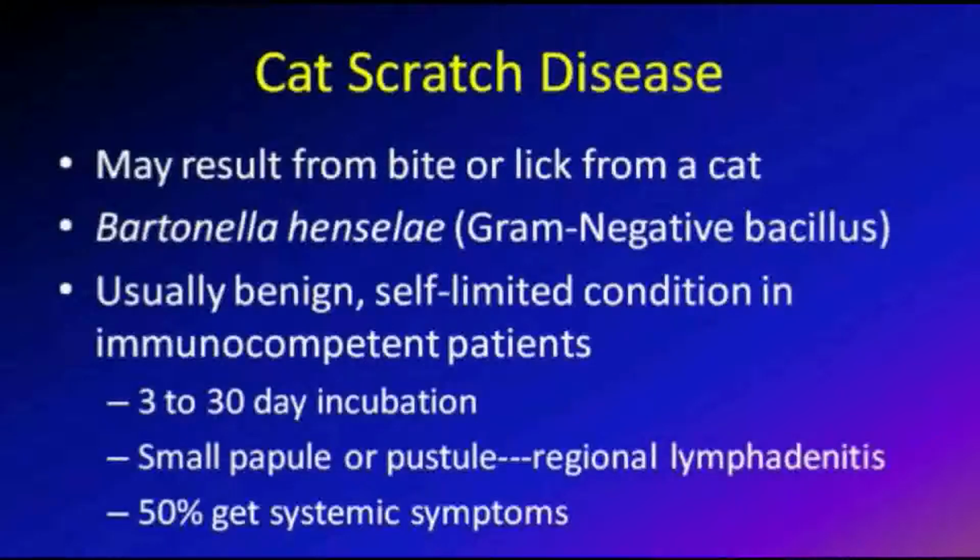Now, cat scratch disease is a separate topic. I wanted to just touch on it briefly because everyone's heard of cat scratch fever. Bartonella is the gram-negative bacillus that accounts for cat scratch disease. Usually it's a benign, self-limited condition in immunocompetent patients. There's maybe a 3 to 30-day incubation period, formation of a small pustule or papule, and then development of some regional lymphadenitis. About 50% of patients will get systemic infections, and occasionally antibiotics such as fluoroquinolones will be required to treat this.